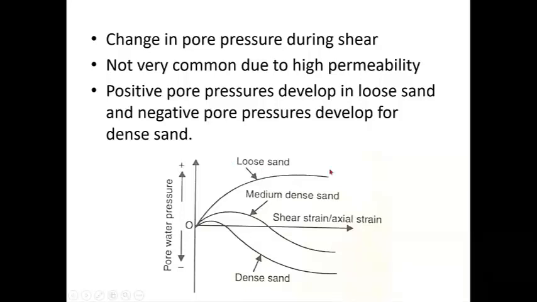So loose sand is similar to normally consolidated clay. So pore pressure will generate in normally consolidated clay and over time it will dissipate. But in the case of dense sand, similar to over consolidated clay, it will be negative. As you can see here, your dense sand behavior is similar to that of over consolidated clay, and loose sand behavior is similar to that of normally consolidated clay, right? So this is the variation of pore pressure in loose sand, dense sand, and medium dense sand. Similarly, loose sand is similar to normally consolidated clay, and dense sand is similar to over consolidated clay.